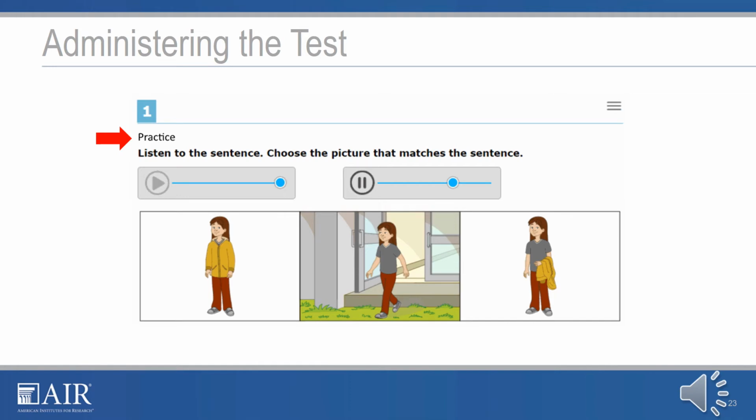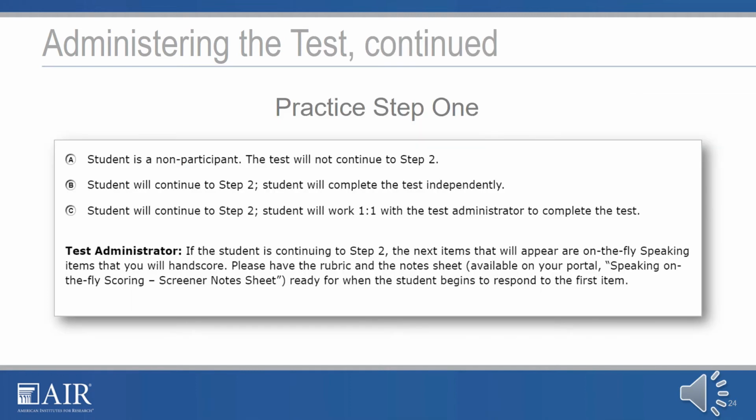During Practice Step 1 and at the start of Step 2, the TA should be seated adjacent to the student at the student's computer. These sections of the test are administered one-to-one. No other students should be in the testing room, as this is a secure testing environment. At the end of Practice Step 1, the test administrator will be presented with the 3 choices shown in this screen. Please note, a response is mandatory.